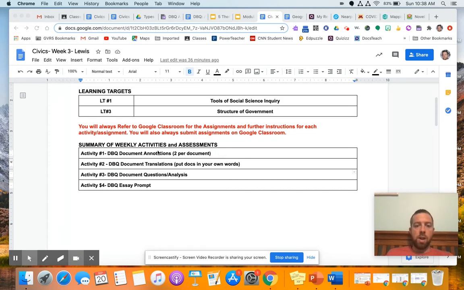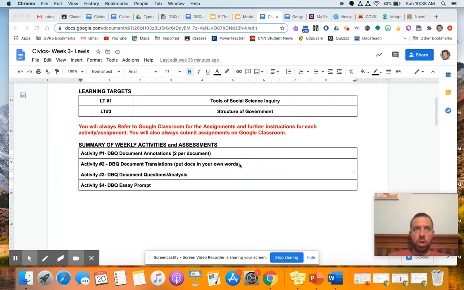First off, you should make two annotations per document. The DBQ does allow you to highlight sections and add in comments with the Read&Write app, so you'll do that two times per document, two annotations. And then I'm looking at your translations. I want you to put each of the documents that you're working with today in your own words.